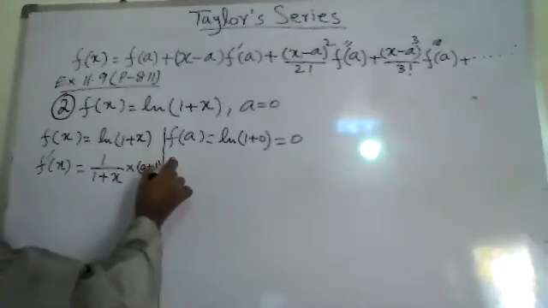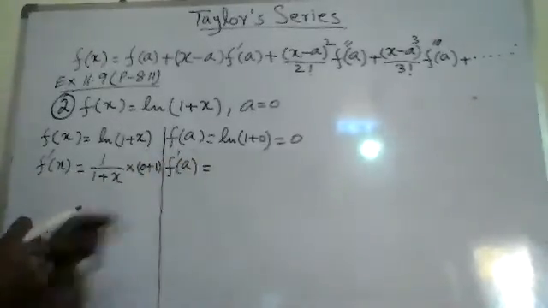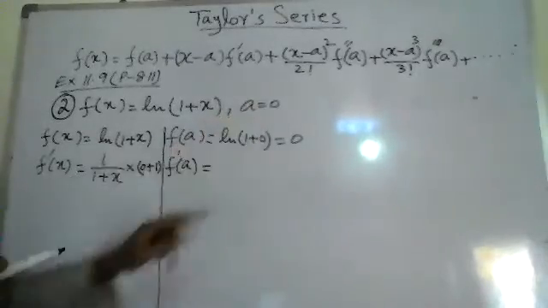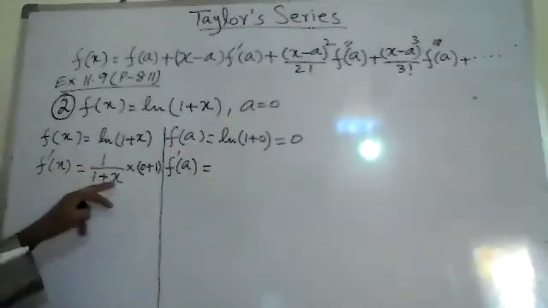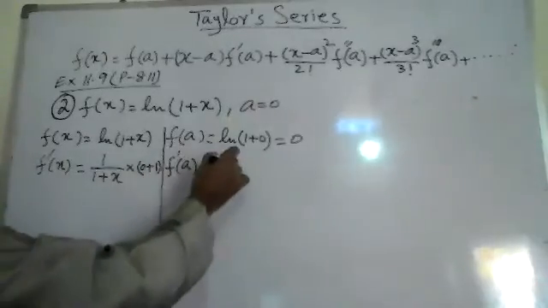f dash a, a is 0. So 1 upon 1 plus 0 will be equal to 1.